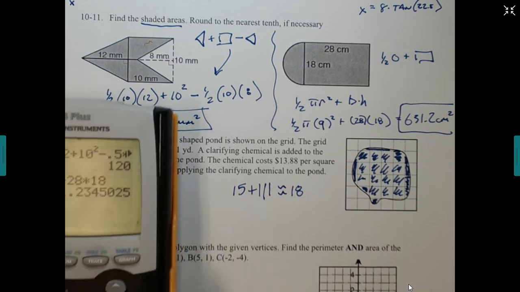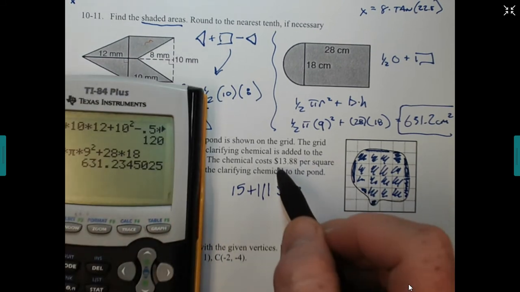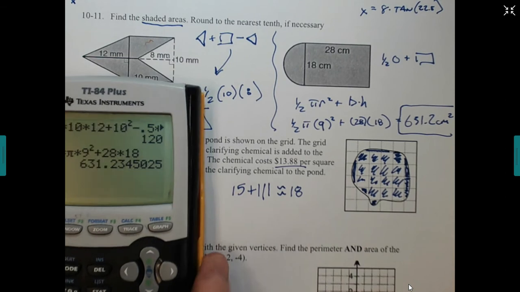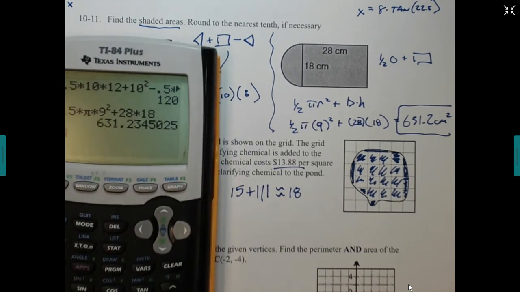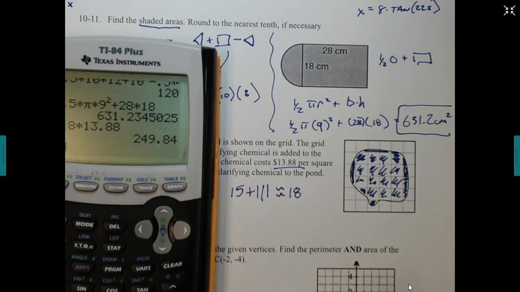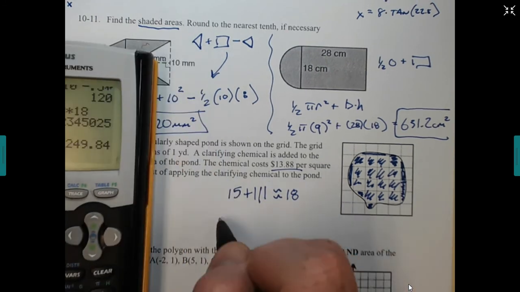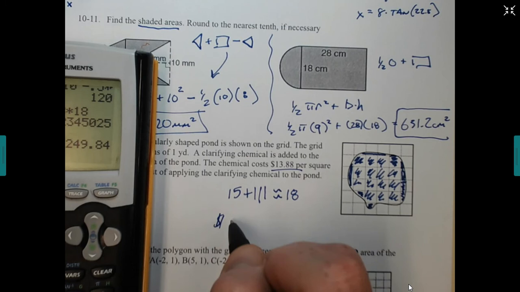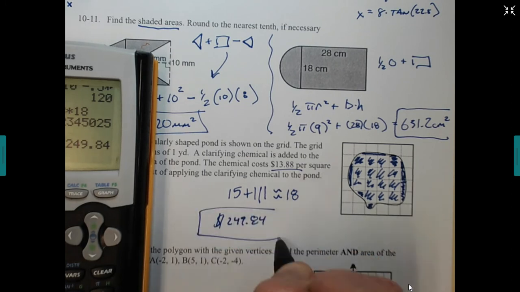So I got to just take that 18 times my price per square yard. So 18 times $13.88 gives me a true cost of $249.84.